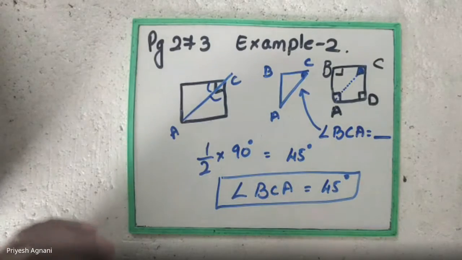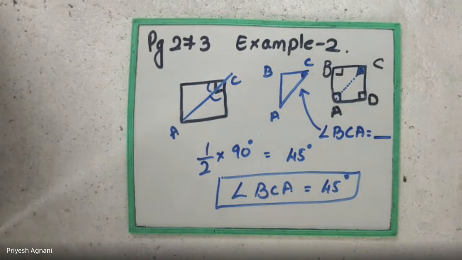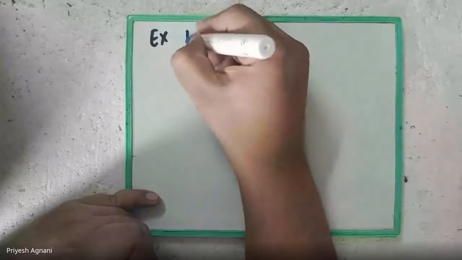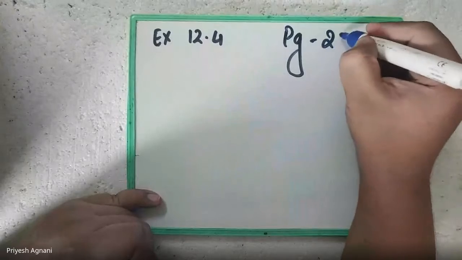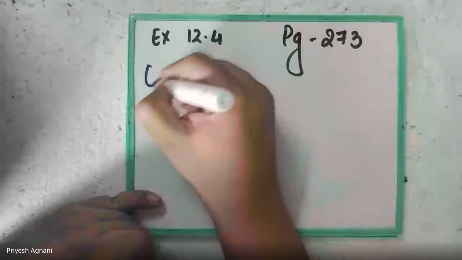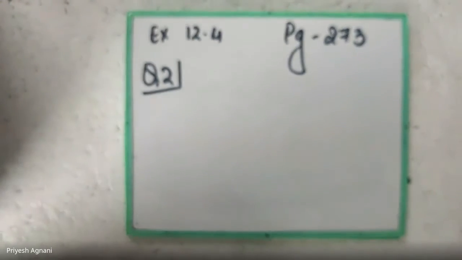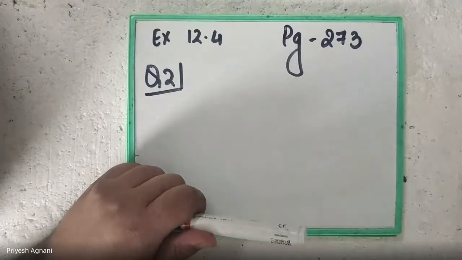Next, we come down to the next exercise 12.4. So everyone has to put down the heading of exercise 12.4, that is on page number 273, question number 2. So here in this question number 2, we see that in the given figure SKIN is a rectangle.